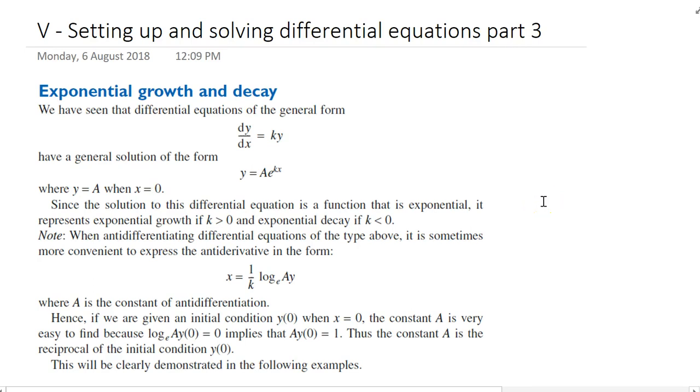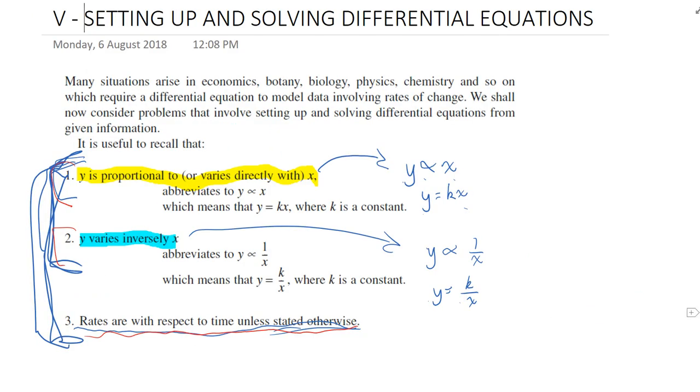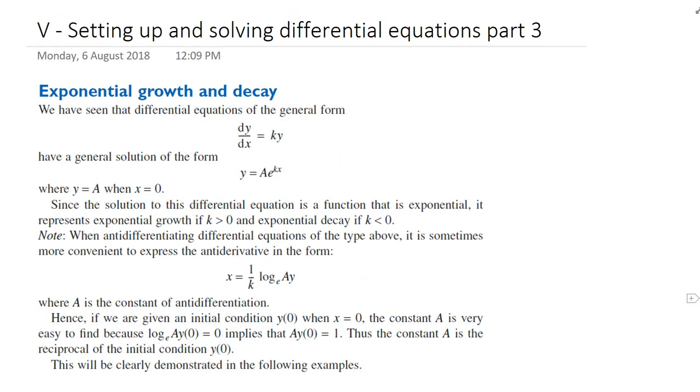Okay, so setting up and solving differential equations, part 3. Obviously, you should have already watched part 2 and part 1. Now, we have seen that differential equations of the form dy/dx equals ky, so that's a directly proportional relationship, have a general solution of the form y equals a times e to the kx.